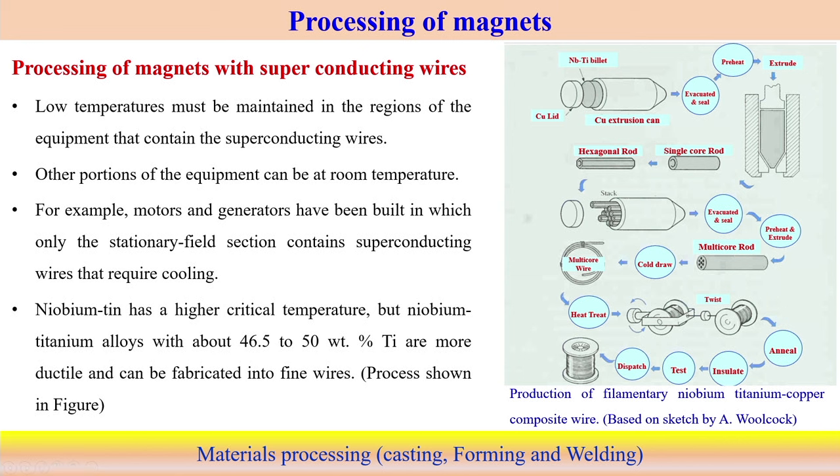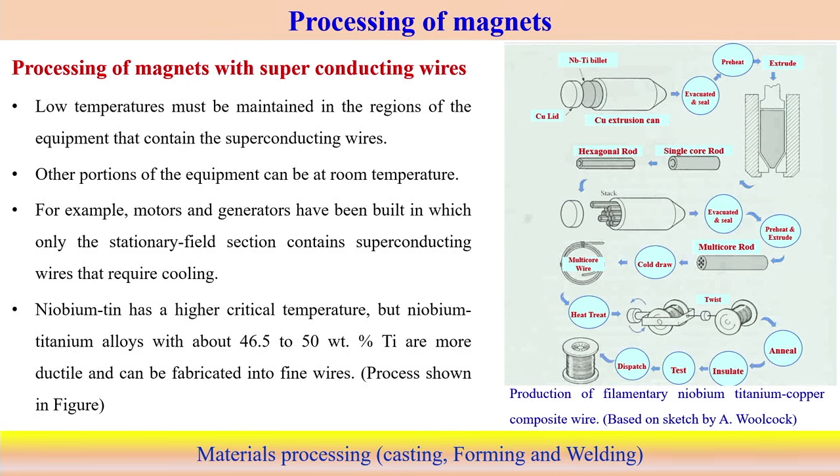Now, magnetic materials can be processed in different ways, but here I am trying to describe one process, for magnetic wire. That wire can be used in different applications. It explains the production of the filamentary niobium, titanium, copper composite wire. That wire is a very good example, used in different applications across different industries.